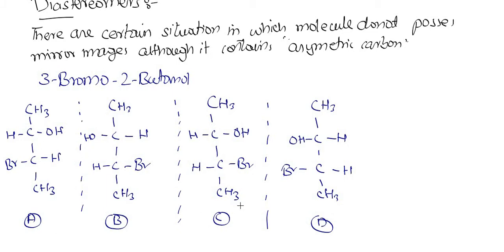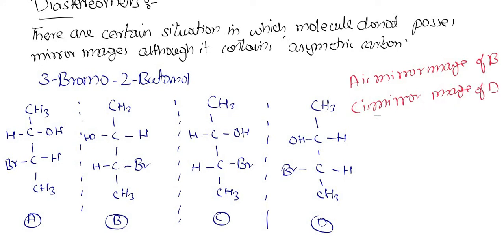Consider A and B, C and D. They are mirror images. We have this bromine here and this bromine here, this hydroxyl group here, and this is here. So these are mirror images of each other. Similarly in condition C, OH is there, bromine is there, so they are mirror images. According to these images, A is the mirror image of B. Similarly, C is the mirror image of D. But now compare A and C.